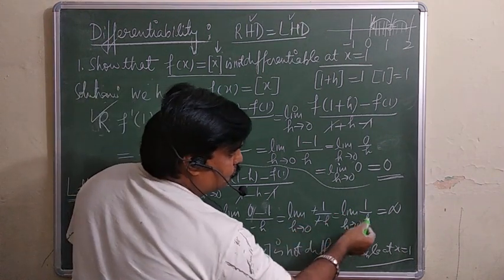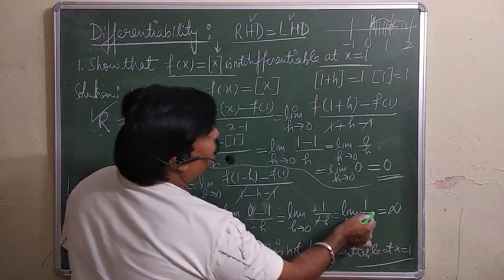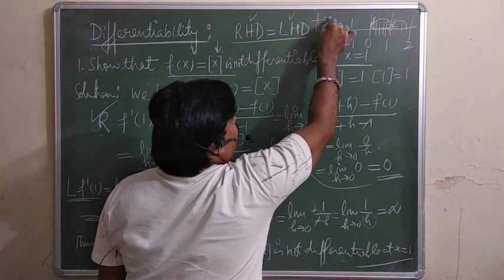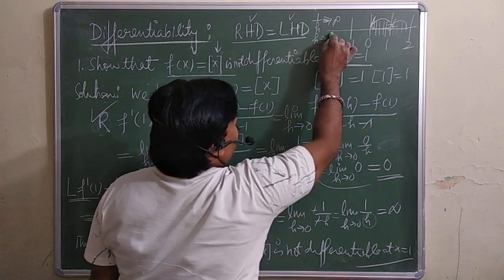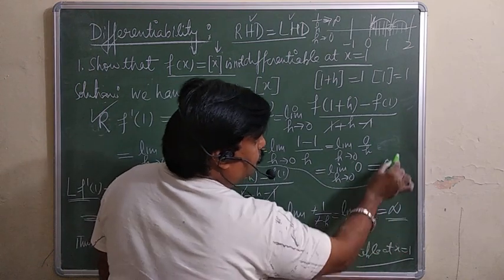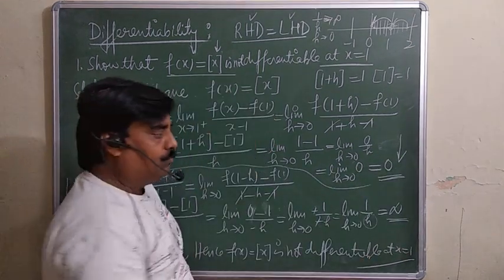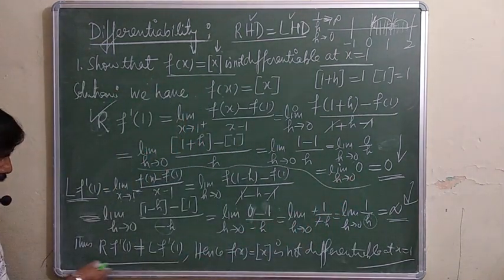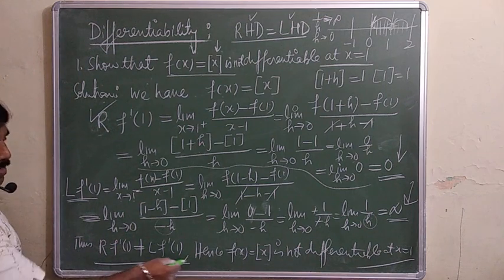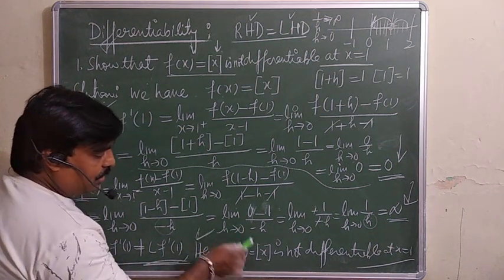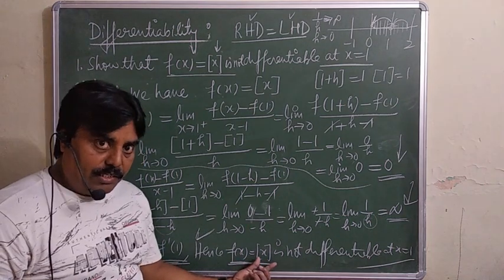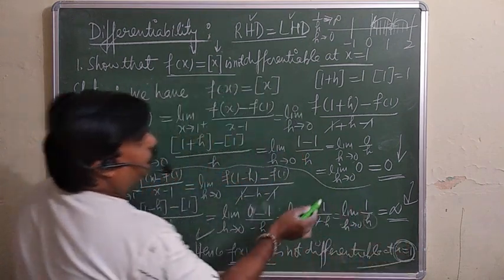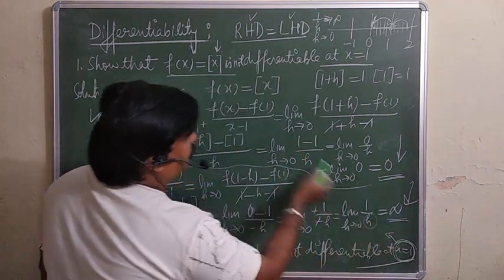You will get limit h tends to 0 of 1 over h. As you put in the value of h, 1 over h with h tending to 0 goes to infinity. So the right hand derivative you are getting is 0, and the left hand derivative is infinity. It means they are not equal. So this function f(x) equal to the greatest integer function of x is not differentiable at x equal to 1. Have a look.